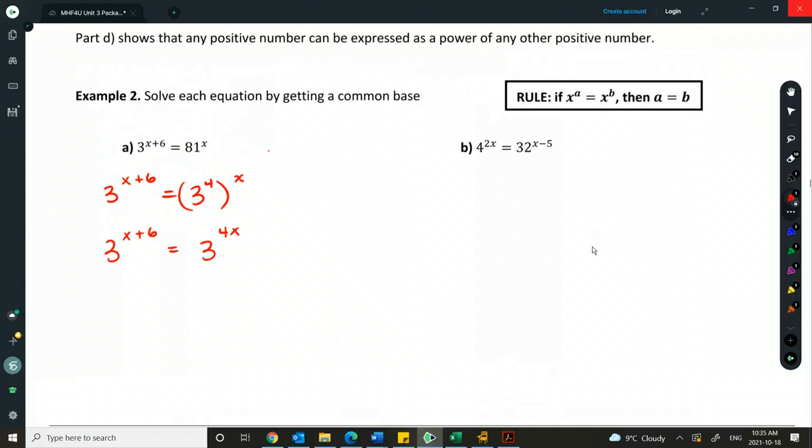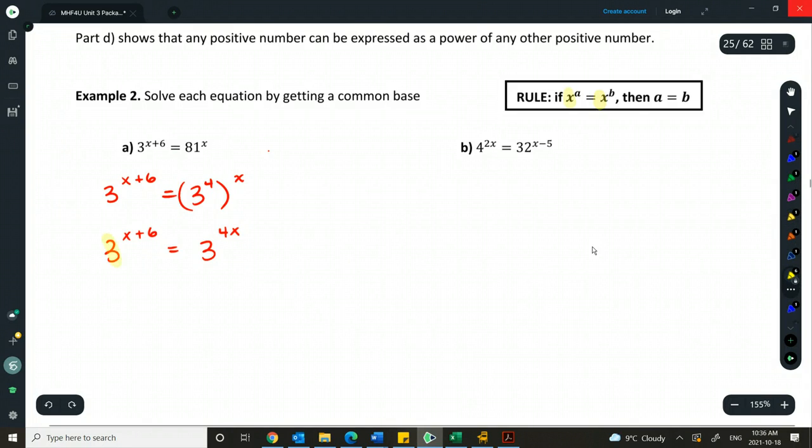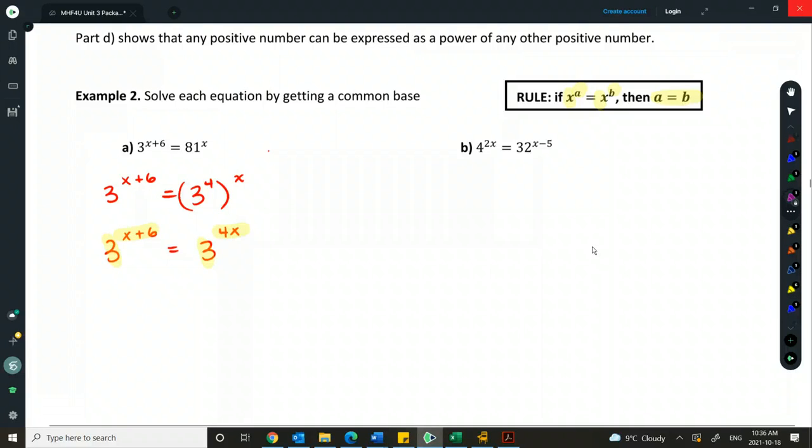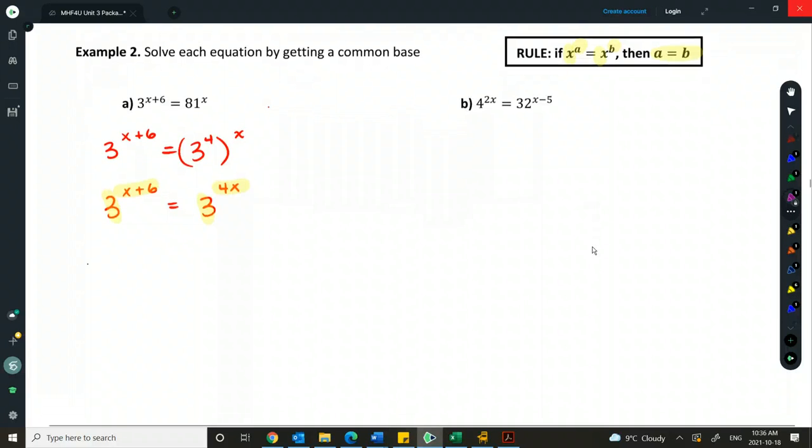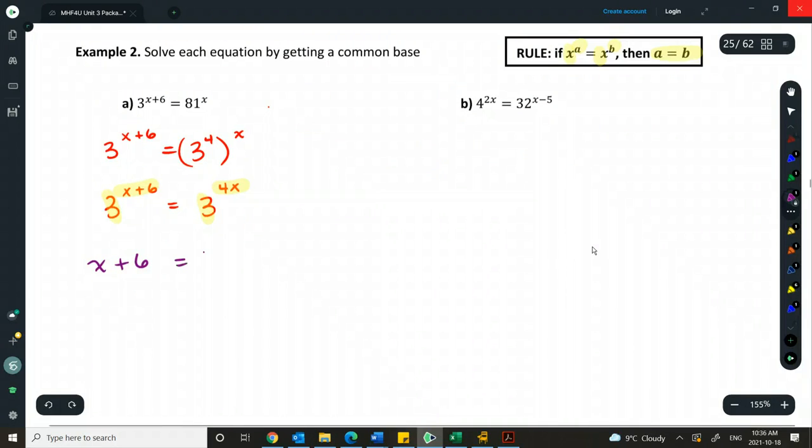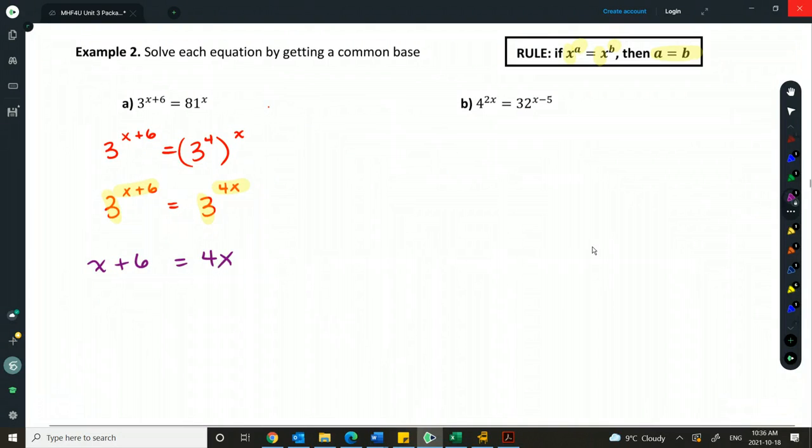And then this rule says that if my bases are the same, which these ones are, 3 and 3, then I can set the exponents equal to one another, because there's no other way that these expressions will be equal if they're the same base, unless the exponents are equal. So I know that x plus 6 must be equal to 4x in order for this expression to be true. So I'm going to say x plus 6 must be equal to 4x, using the rule above.